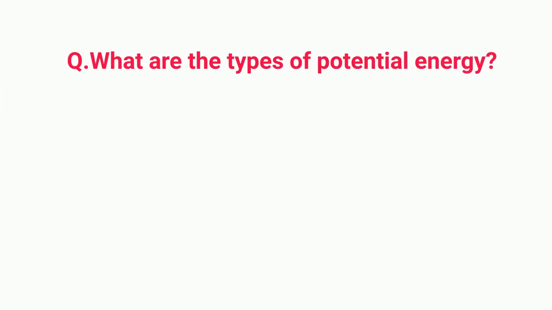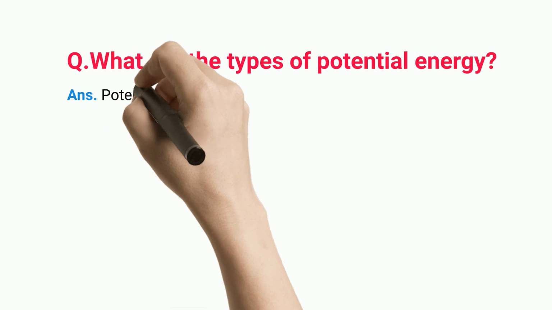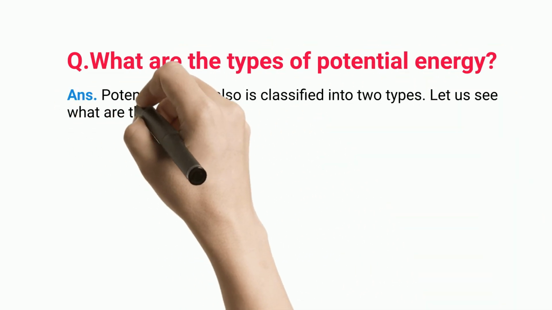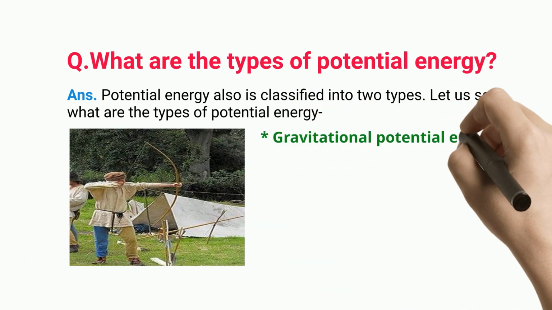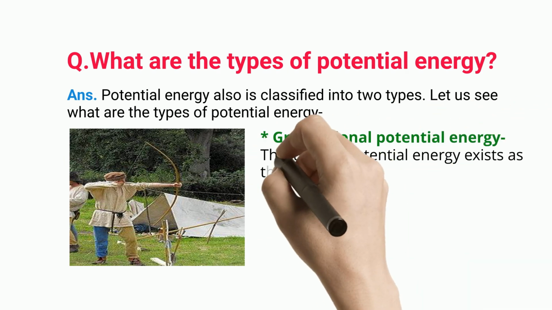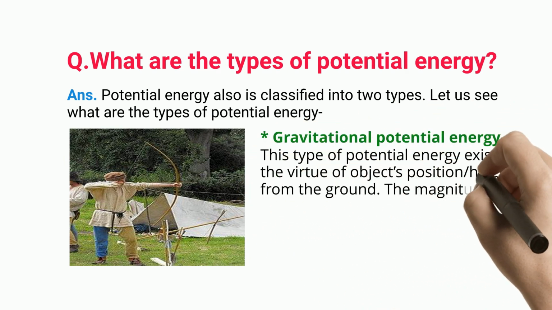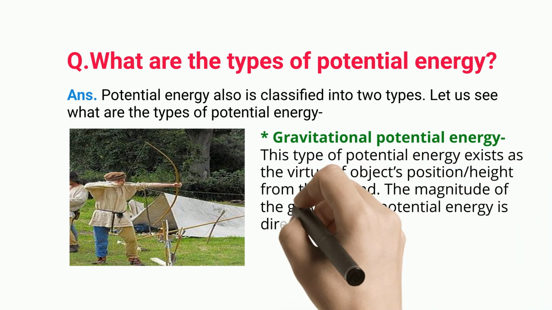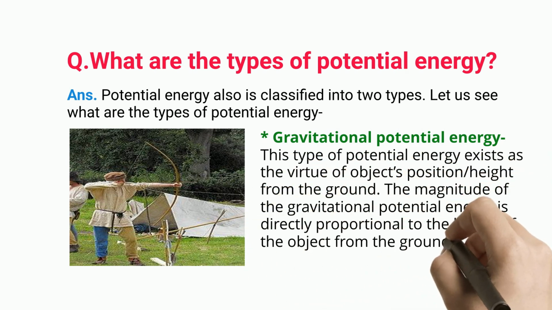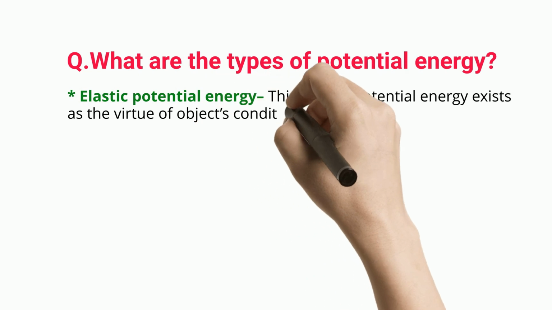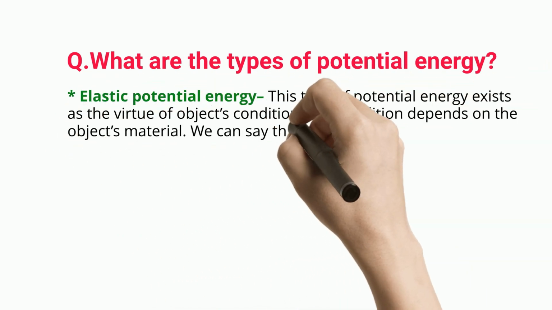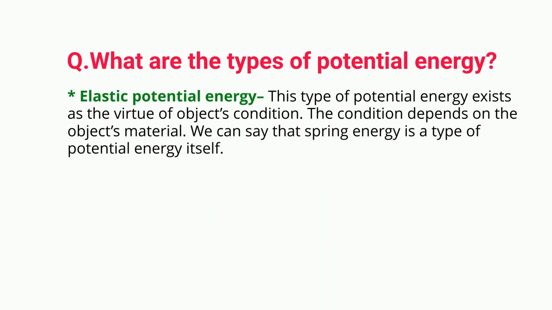What are the types of potential energy? Potential energy is also classified into two types. Gravitational potential energy: this type of potential energy exists by virtue of the object's position or height from the ground. Its magnitude is directly proportional to the height of the object from the ground. Elastic potential energy: this type of potential energy exists by virtue of the object's condition. The condition depends on the object's material. We can say that spring energy is a type of potential energy itself.